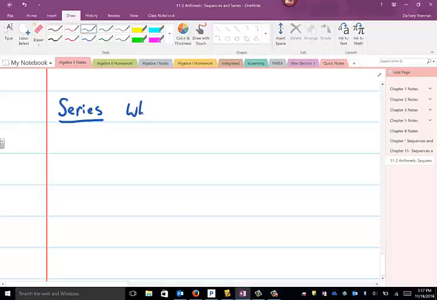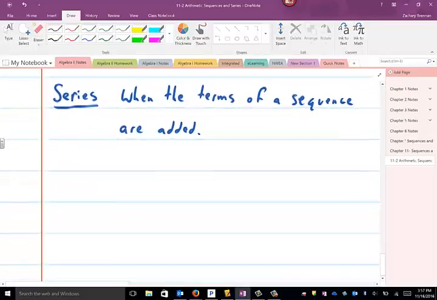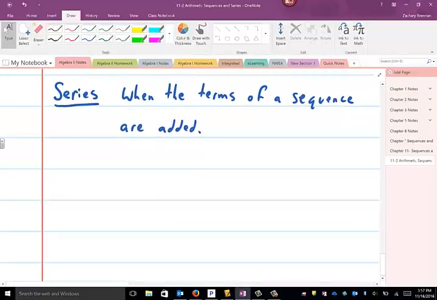A series is simply when the terms of a sequence are added together. So now it's not just having a bunch of pieces, a bunch of terms. We are going to take those terms and add them together, and it will create what's called a series.